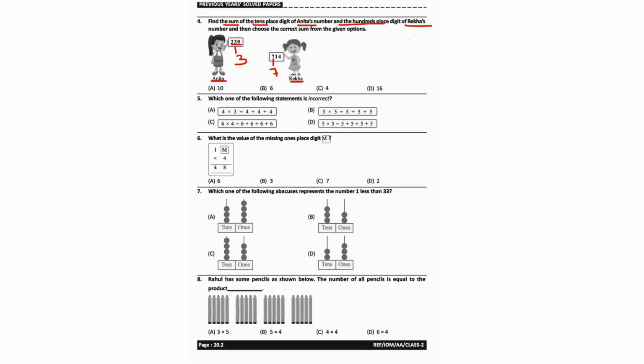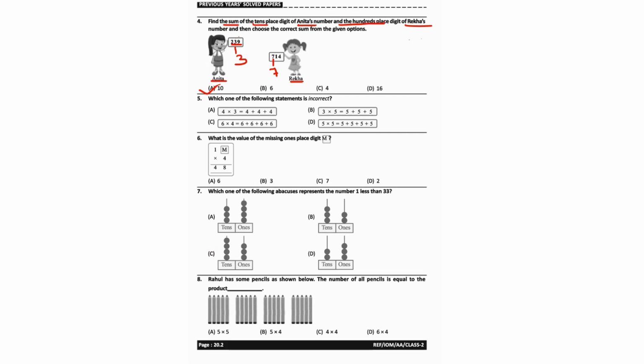So you are asked to find the sum of these two. So when you add 7 and 3, how much do you get? 10. That's present in the first option. Hence, that is my answer. Clear, everyone? Next, which of the following statements is incorrect? You need to find which of them is incorrect.